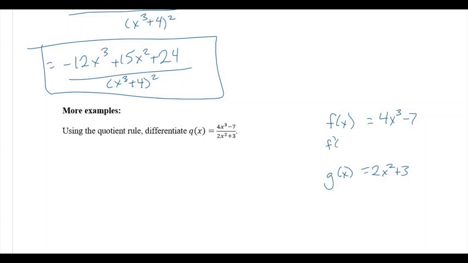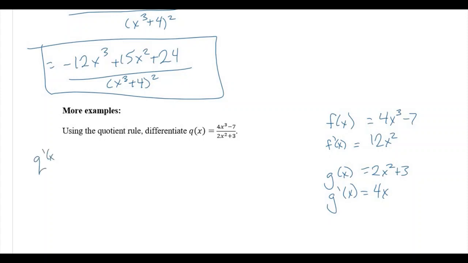And we take our derivatives. That's going to be 4x cubed is going to be 12x squared, and minus 7 is a constant, so it goes away. G prime of x, that's going to be 2x squared, becomes 4x, and the plus 3 is a constant, so it goes away. So now we have that.